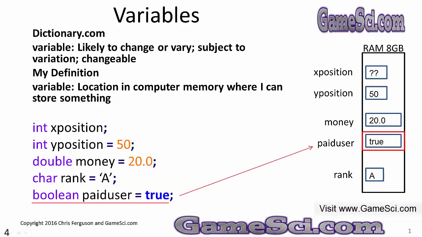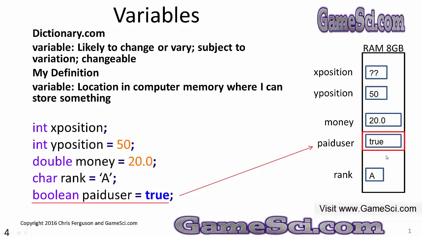Finally, let's create a Boolean variable named paid user. We'll assign it the initial value true. A Boolean variable can only hold two values, true or false. You can see here I've decided to initialize my variable with true, and it will allocate the space and assign the initial value true to it. I showed this a little bigger than it needs to be, but I wanted to fit the word true in it. So a Boolean variable takes very, very little memory to store.